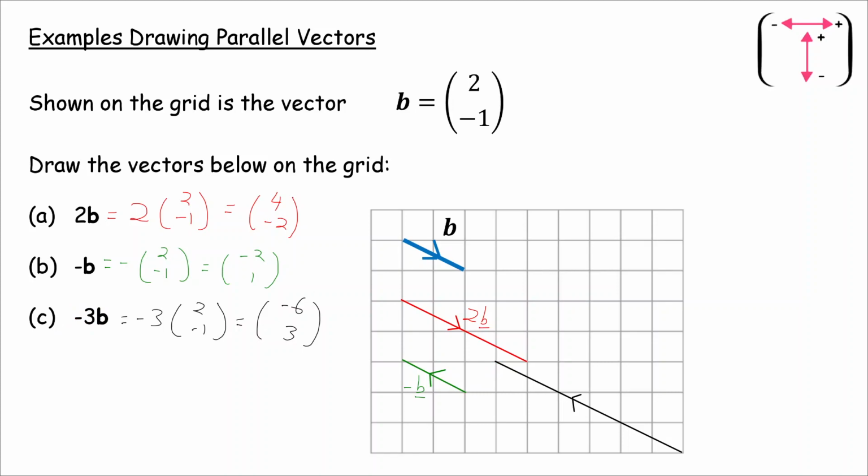So let's draw it in. So I've got minus 3b. There we go. But the key thing here is you can see all of these vectors, they are parallel because they are scalar multiples of each other. You're just taking the original vector, which is b, this one, and you're timesing it by the scalar multiples being 2, minus 1, and minus 3. All of these lines here, they're never ever going to meet. They're all parallel.